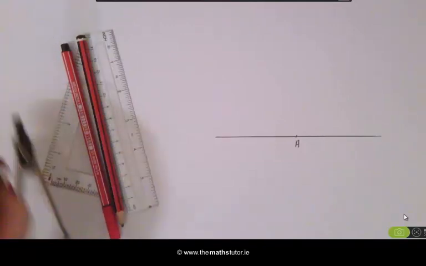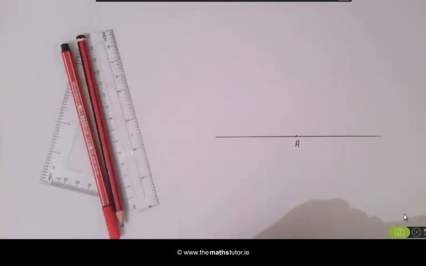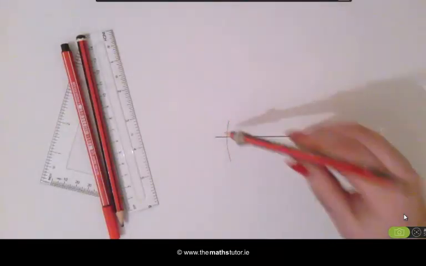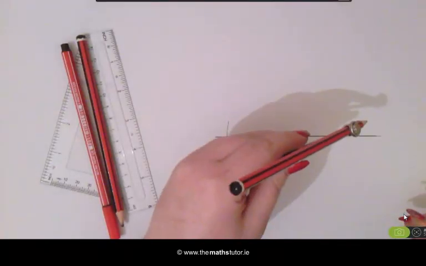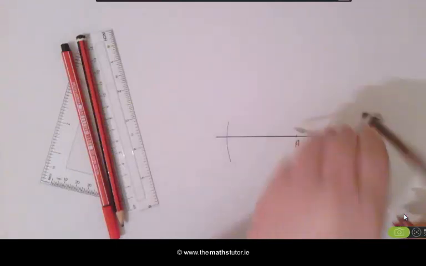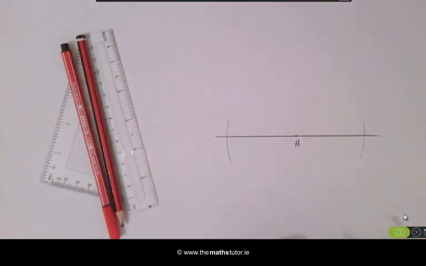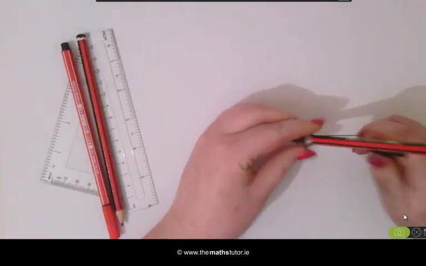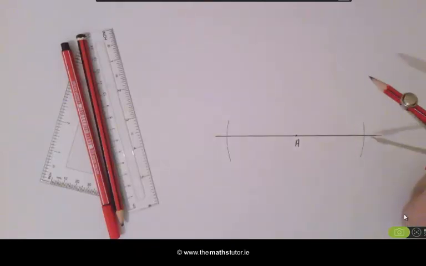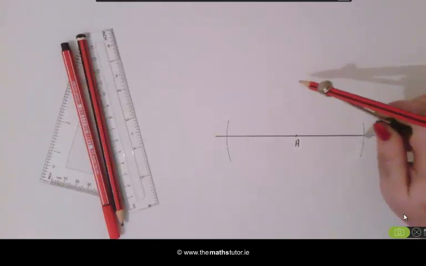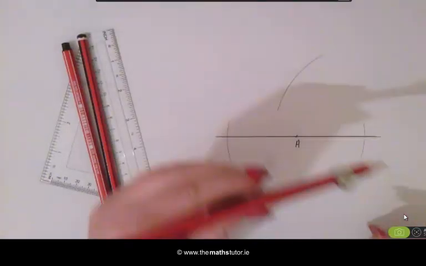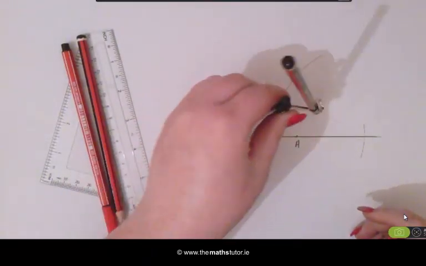The first thing we're going to do is place our compass on A and draw an arc on either side. We now need to make sure that the compass width is more than the width from the arc to the point A. We then place our compass on our new arc and draw an arc above the line. And without changing the width, we do the same on the other side.